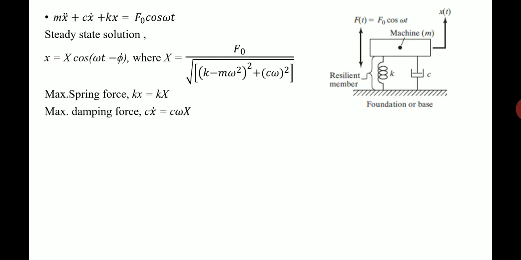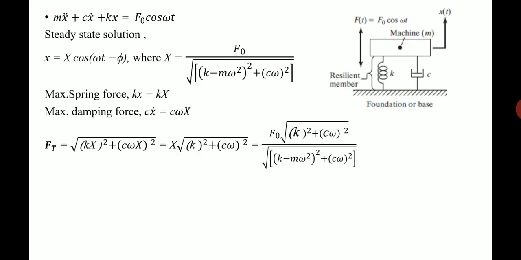Now we know that the spring force is equal to kx and the damping force is equal to c x dot. Substituting the value of x equal to capital X cos(omega t minus phi), we find the maximum spring force is equal to k into capital X and the maximum damping force is equal to c omega into capital X. This we get by substituting the value of x in these two cases. So these are the two maximum values.